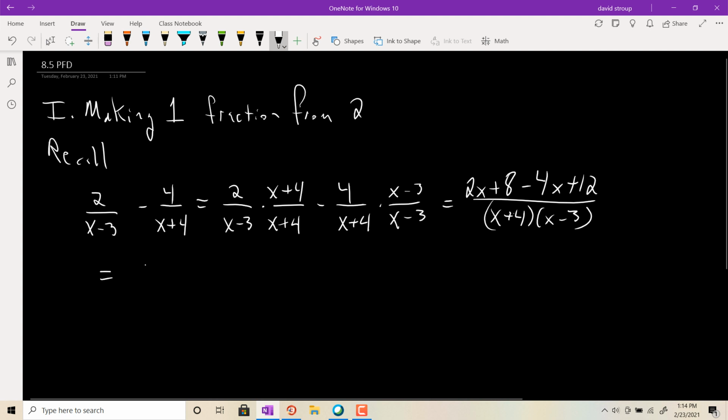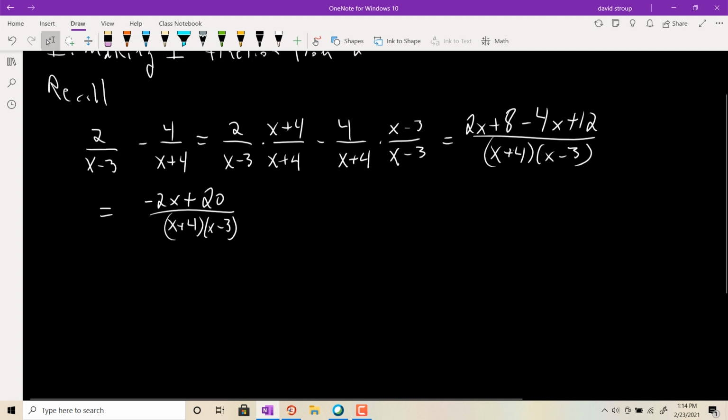2x minus 4x is minus 2x, plus 8 plus 12 is 20, all over x plus 4 times x minus 3. And then you always hope you can simplify. I don't think we'll be able to simplify this. Now we want to go in the other direction. So now we'll have something like 15x all over x minus 3 times x plus 1, something of that form.